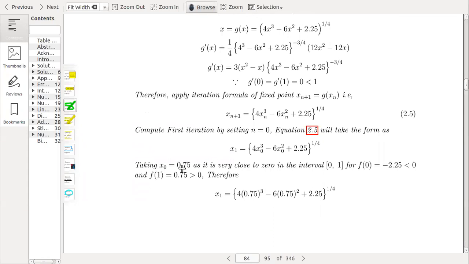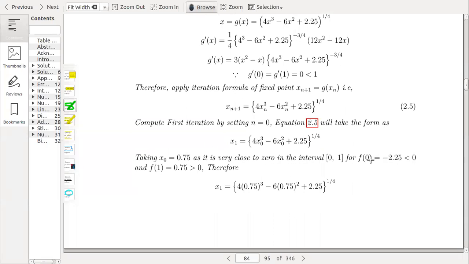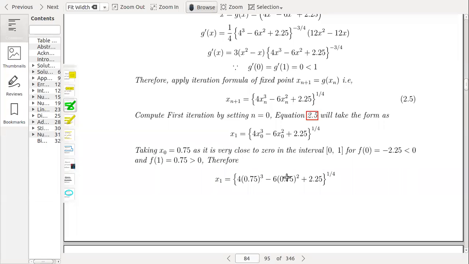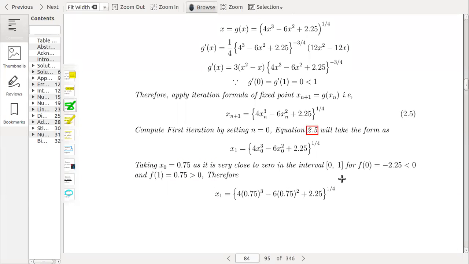Taking x0 equal to 0.75, as it is close to 0 in the interval 0, 1, for f of 0 is equal to minus 2.25, less than 0. So we can take x0 as the initial guess, because it is close to 0 in the interval 0, 1. It's up to you. You can take 0.5, 0.25, 0.3.